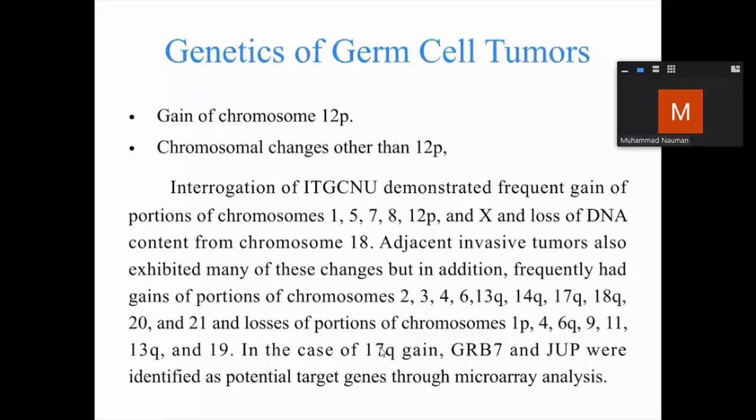Adjacent invasive tumors also exhibit many of these changes, but in addition frequently have gains of portions of chromosomes 2, 3, 6, 13q, 14q, 17, 20 and 21, and losses of portions of chromosomes 1, 4, 6, 9, 11, 13 and 19. In some cases there is a gain, and in some cases there is a loss. It is not only a single chromosome, 12. Tumors of any origin mostly involve mutations in different sets of genes in different sets of chromosomes, not a particular single gene. There are two basic things: the gain of chromosome 12p and other chromosomes, and the mutations.